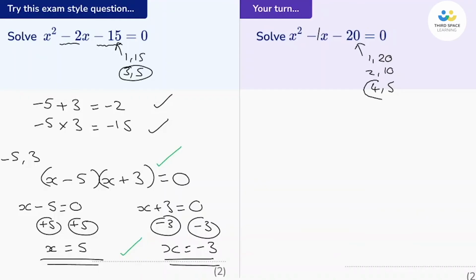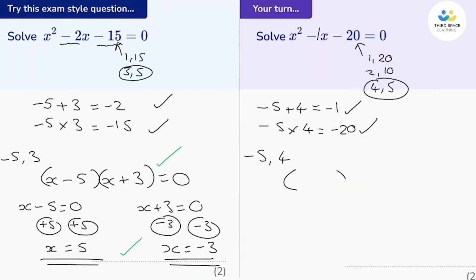So it's going to be this two here, 4 and 5. And it's going to be negative 5 and positive 4. Because if we add those together, thinking of the number line, we're going to get negative 1, which is what we want, that middle number. And if we multiply those together, we're going to get negative 20, which is what we want, the n number. So our numbers are negative 5 and positive 4.